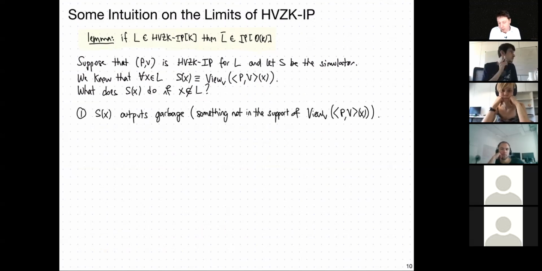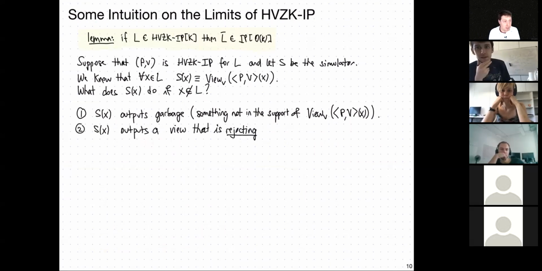Now, various things could happen. Maybe the simulator explodes, right? That's one option. It outputs some garbage or does something totally weird. Maybe it will output a view that looks legit but is just rejecting: it has all the tuples, but when you run the verifier on it, it's a rejecting view. Another option is that it could output an accepting view.